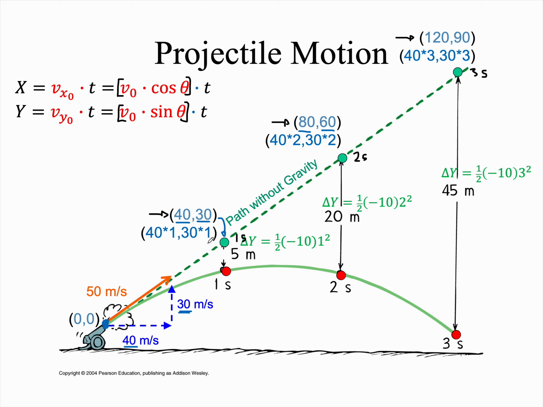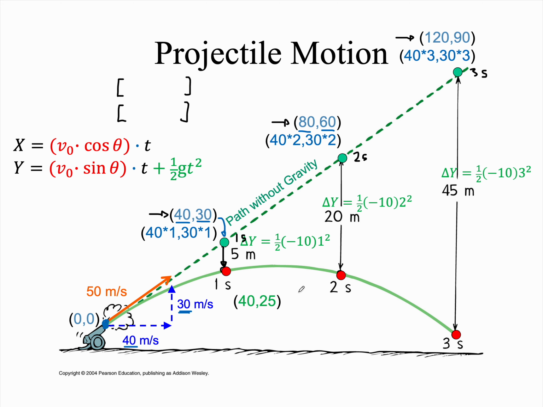So now I can actually ask the question, what are the coordinates then of these red dots, since it's going to fall below that path that we had? Well, if you fall 5 meters below the coordinates 40, 30, where does that put you? It should put you at 40, 25. What have I changed here? Well, here's our initial vertical.